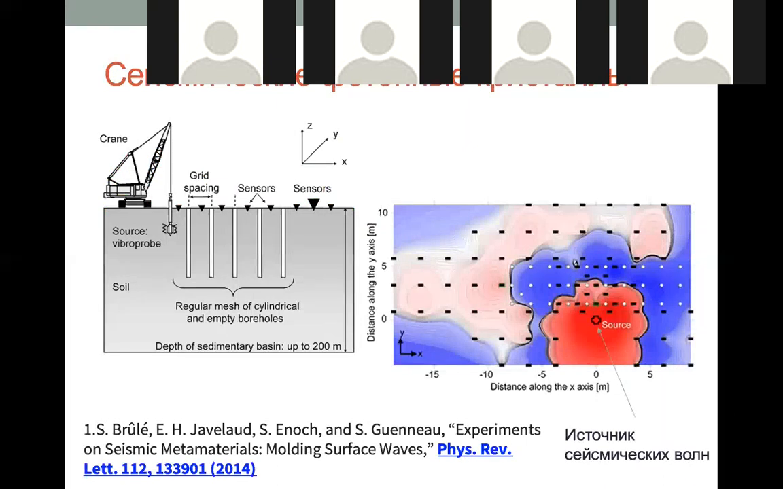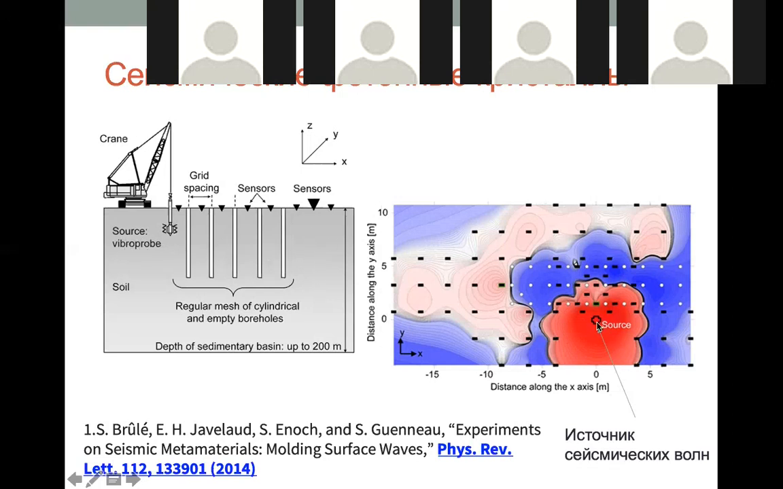Or, in another example, seismic waves. They are also waves, and they are quite dangerous, especially in some regions, in Japan, for example. But you can arrange some periodic array of obstacles, and these obstacles can have a band gap for seismic waves. So it means that you could surround some city by this periodic array of obstacles, and seismic waves cannot penetrate to some specific region.